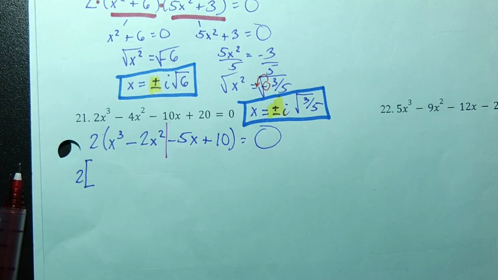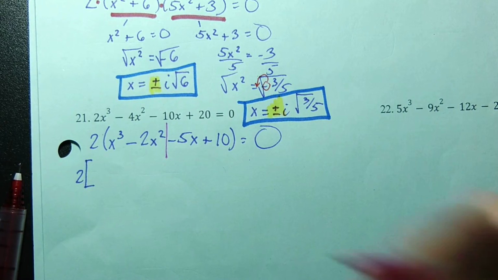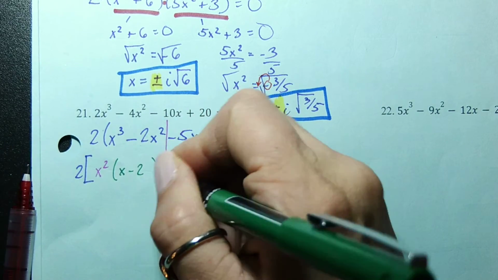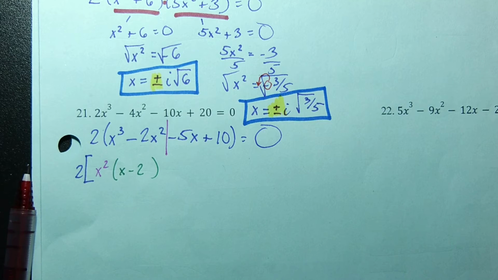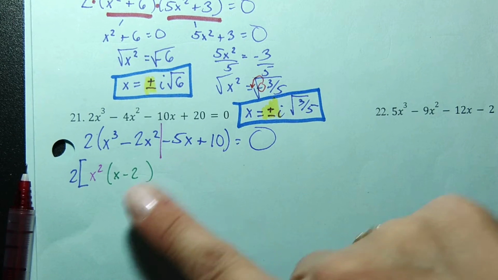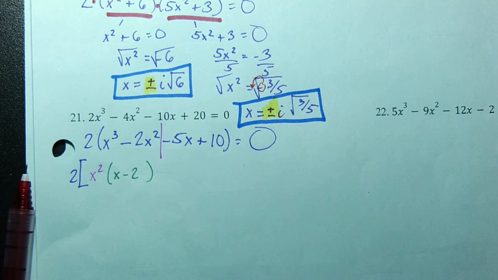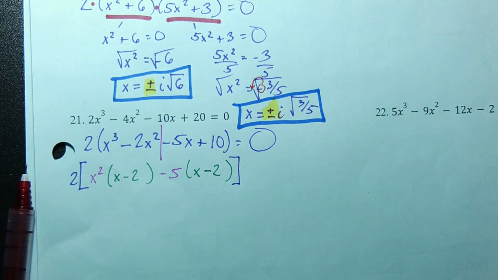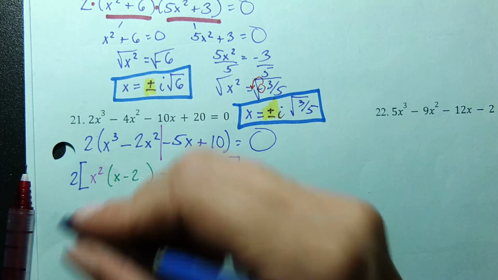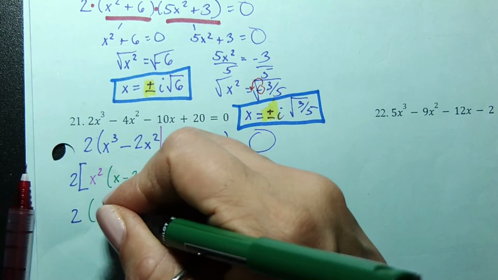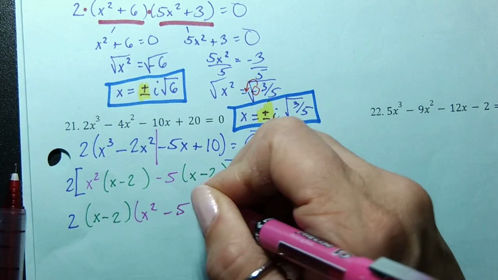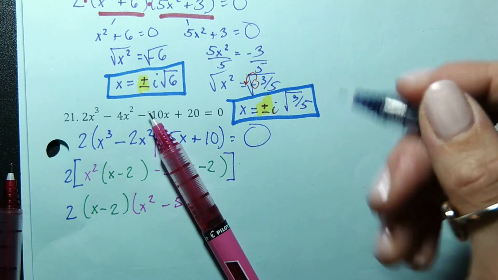And I'm going to draw that 2 outside of brackets just so I know there's still multiplication happening there. So then x squared, x minus 2. And then what am I going to need to take out of this pair so that I get an exact match with the parentheses? A -5. Excellent. So -5, x minus 2. So then taking that GCF of x minus 2 out of both of those, x minus 2, x squared minus 5 equals 0.